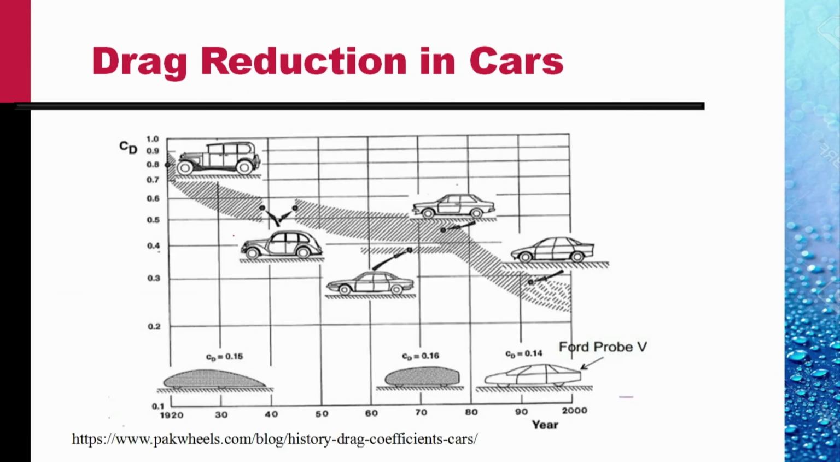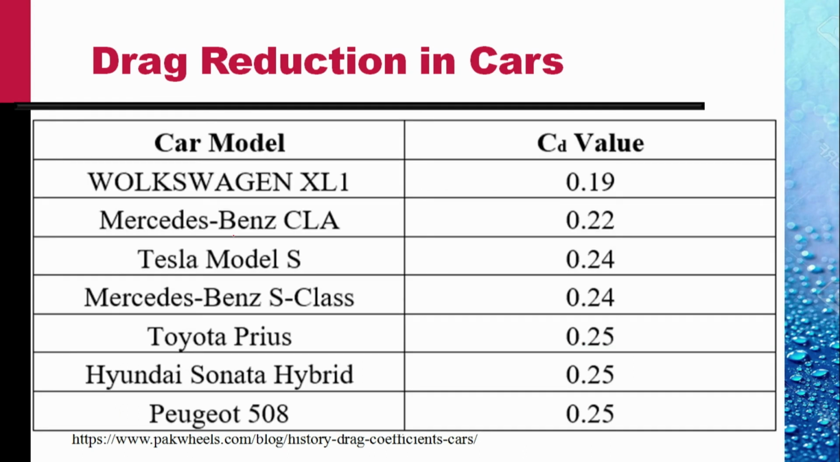This graph shows the evolution of cars from 1920 to the year 2000. We see how the shape of the cars changed and how the drag coefficient, a non-dimensional number that indicates how much drag there is, changed. It is given by drag divided by velocity squared, the frontal area and the density. So related to drag, the more the drag coefficient, the more is the drag. And you see how the drag coefficient is decreasing. In fact, the drag coefficient of some modern day cars is so low.